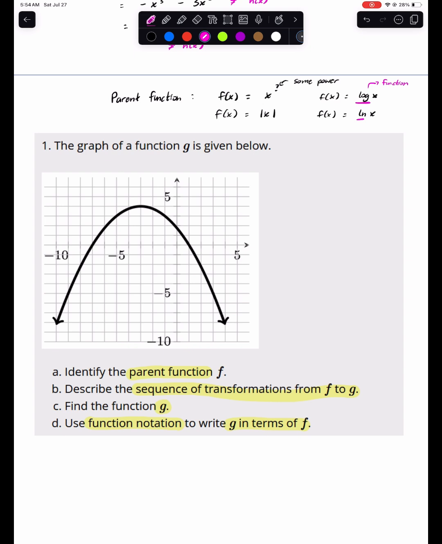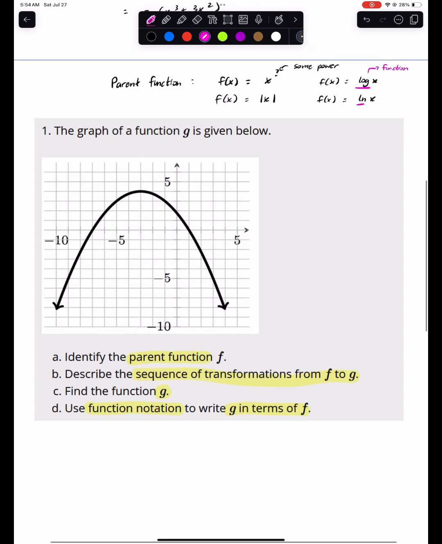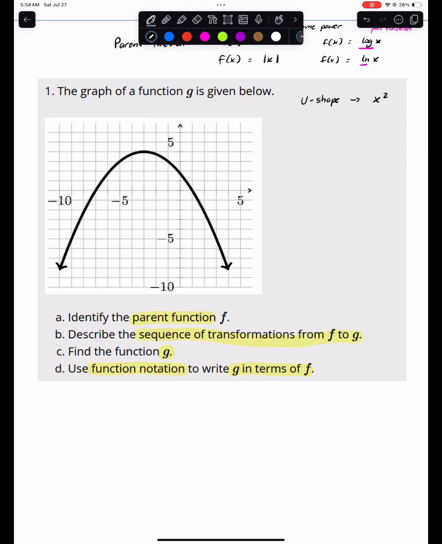But if we look at this graph, we see this unique U shape. There's only one function with a U shape. This distinct U shape belongs to x squared. You just have to memorize this. So x is linear. X squared is a U shape. X cubed is this funky little thing. So we know that our parent function should be x squared.